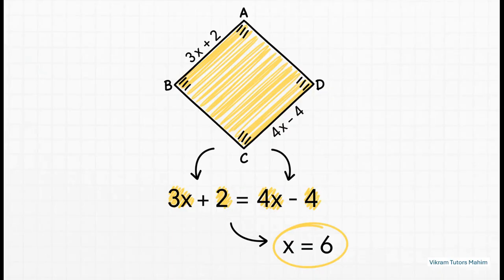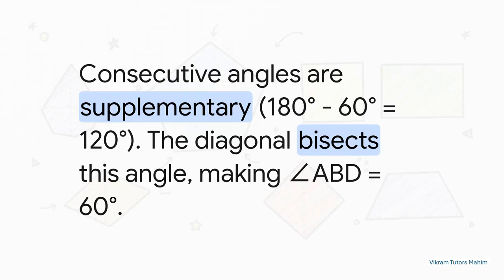It might look a little intimidating, but we have every single tool we need to crack this thing. Okay, first things first, let's find x. What's the number one rule of a rhombus? All four sides are equal. So we can just set the expression for side AB equal to the expression for side AD. Do a little bit of simple algebra, and boom, we find that x has to be 6.